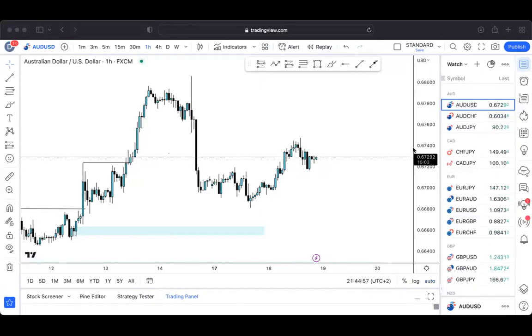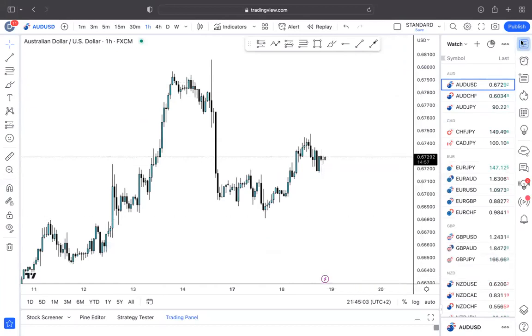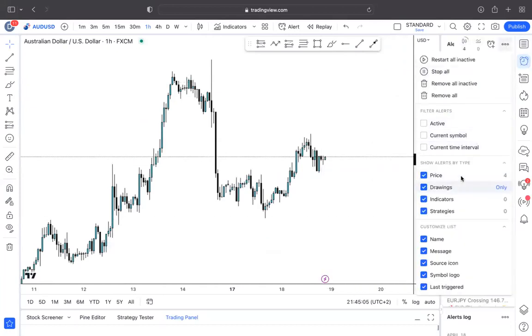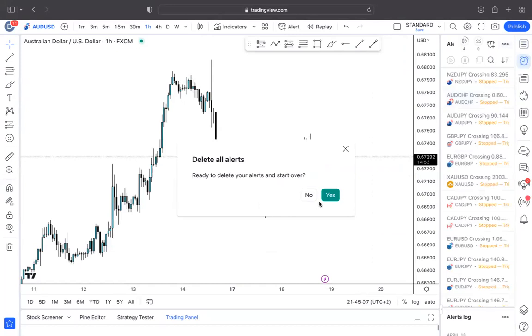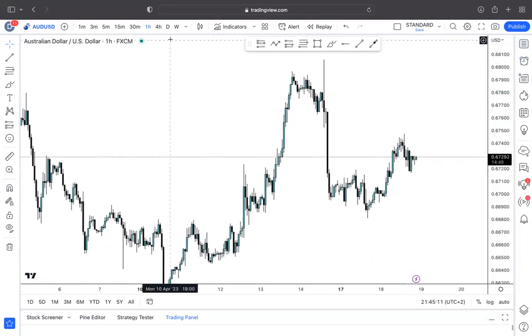Okay. Can you see my screen? Yeah, good to go. So I'm going to clear drawings, and clear my alerts. And you understand order blocks and breaker structures, don't you? Yeah, understand all that.